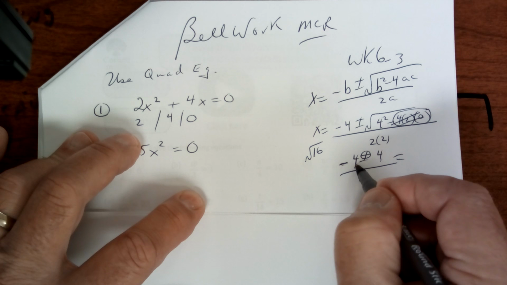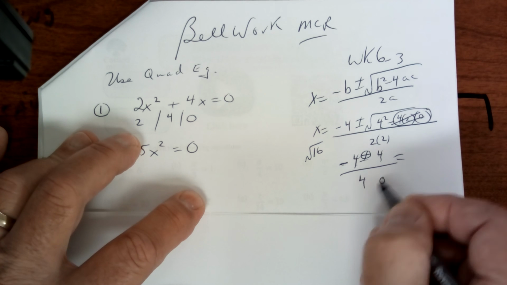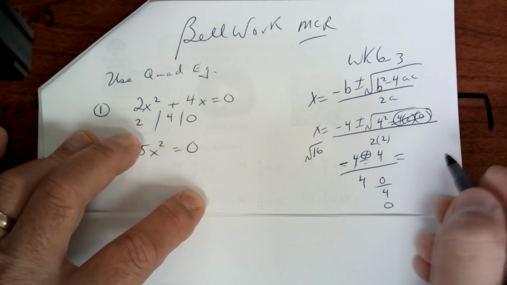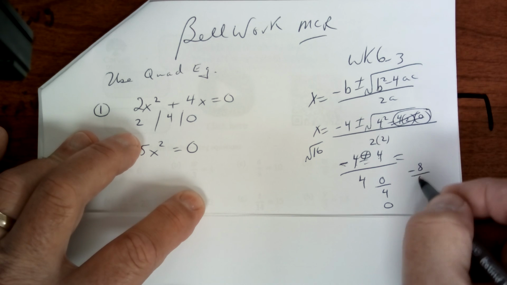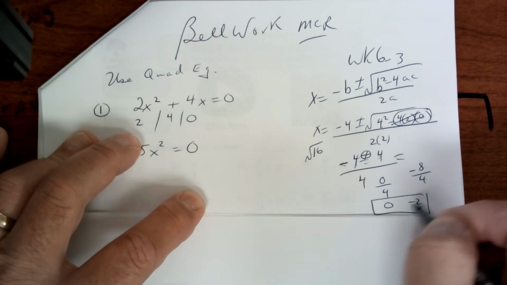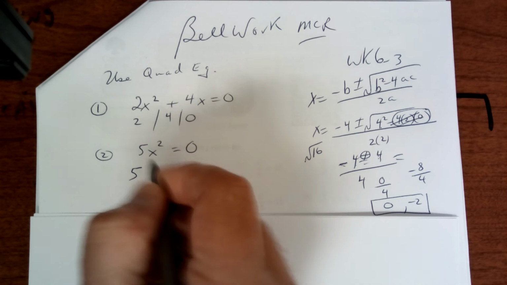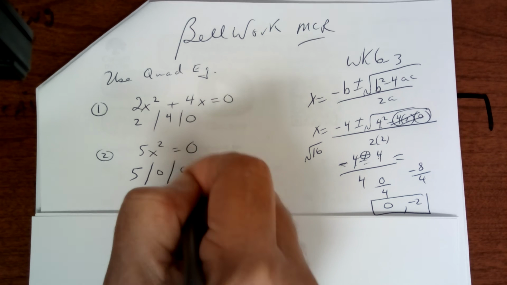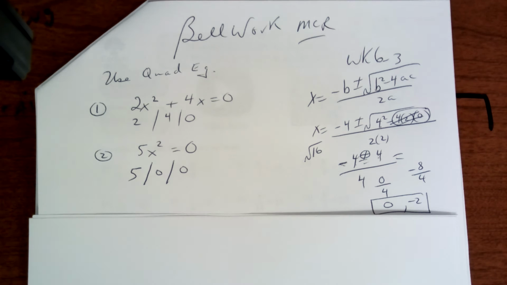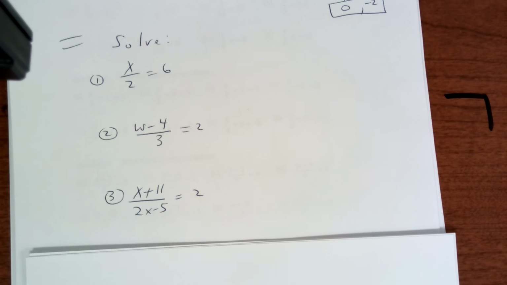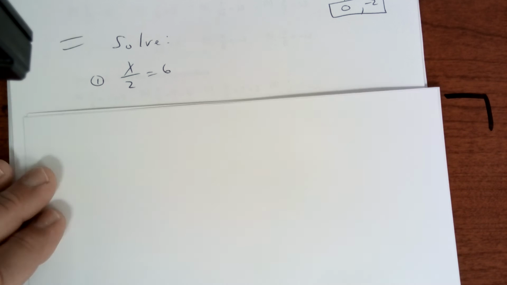So you're going to add 4. -4 plus 4 is 0, so one answer is 0. The other one is going to be -4 minus 4, which is -8, divided by 4 is -2. And those are the two answers right there. Okay, this one right here, the a is 5, there is no b, and there is no c. And then you work it out. On a new sheet of paper, copy these down. Try and work those.